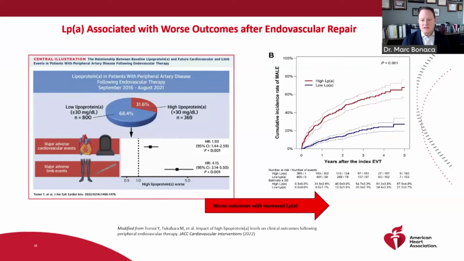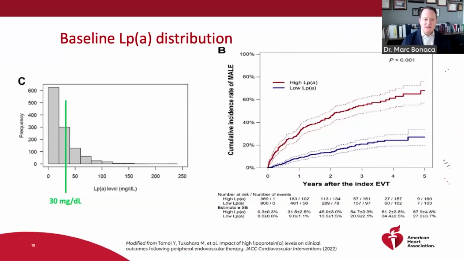On the right side, you can see after endovascular treatment, that's what EVT means, patients with a high Lp(a) had a much higher risk of recurrent adverse limb events than patients with a low lipoprotein(a). So we know that these patients do worse even after appropriate revascularization. And this is at a relatively low cut point for Lp(a). As we think about what's normal, many of the statements will say 50 milligrams per deciliter is a cut point for high risk, but we see in our PAD populations, even levels above 30 appear to be associated with worse outcomes.